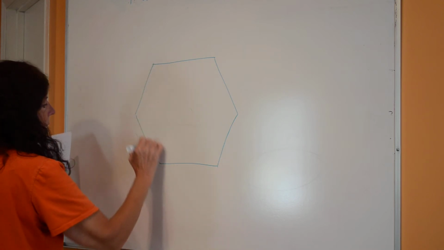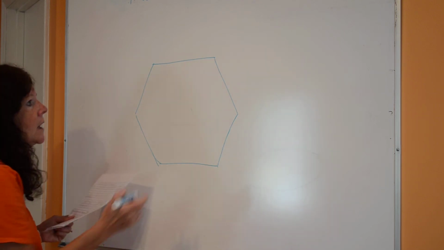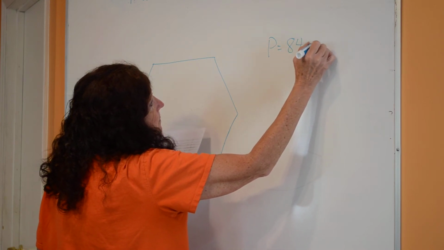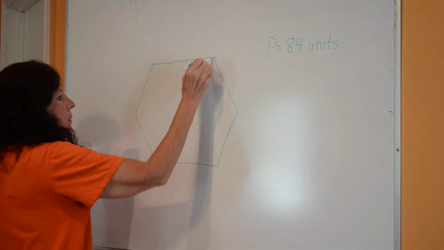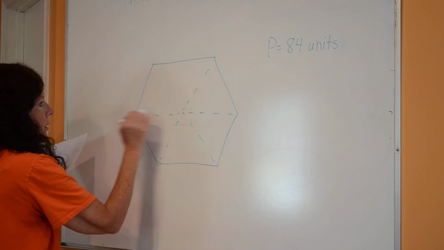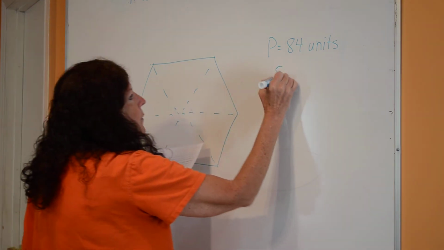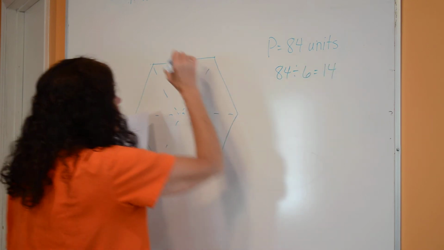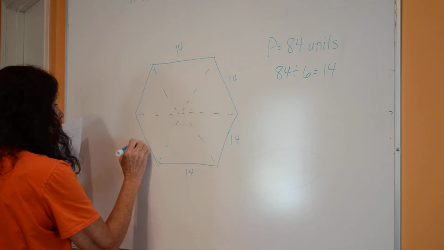So say I have a regular hexagon. Regular means that all the sides are the same and all the angles are the same. Let's say I know that the perimeter of this is 84 units. I can use that to find what each of these sides are. And if you remember right, any regular polygon is made up of regular triangles. So when I divide the 84 by the 6 sides, I find out that each side is equal to 14. So 14, 14, 14, 14, 14, and 14.